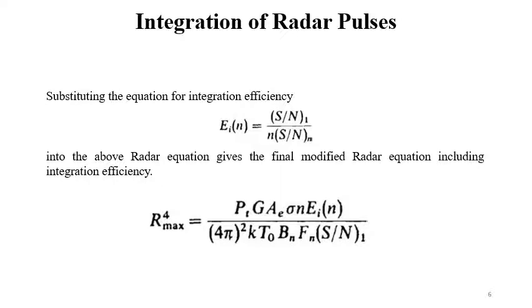So if we substitute the integration efficiency in the original radar equation by E_i(n) equal to (S/N)_1 divided by n (S/N)_n, then we can write this in terms of the integration efficiency. So R to the power 4 max becomes P_t G A_e sigma n E_i(n) divided by (4 pi) whole square k T_0 B_n F_n (S/N)_1. So this is the modification we can make for integration of radar pulses.